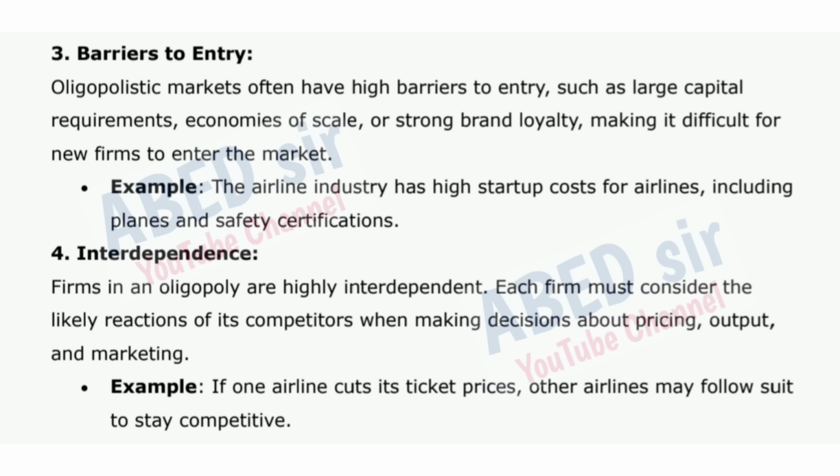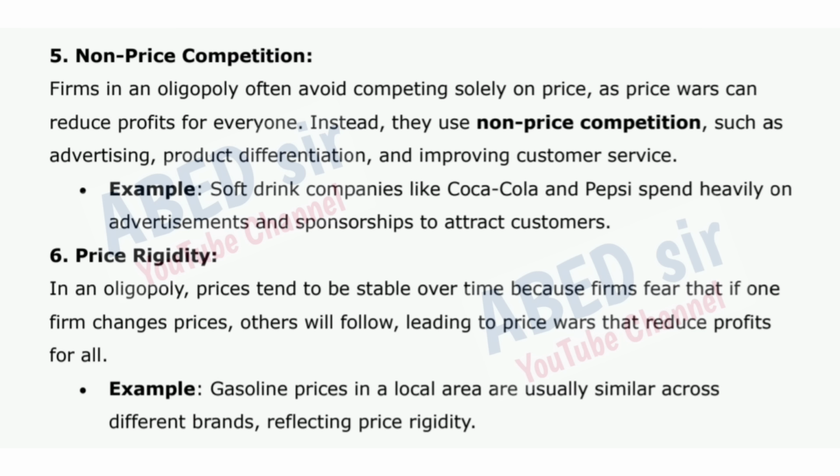5. Non-price competition. Firms in an oligopoly often avoid competing solely on price, as price wars can reduce profits for everyone. Instead, they use non-price competition, such as advertising, product differentiation, and improving customer service. Example, soft drink companies like Coca-Cola and Pepsi spend heavily on advertisements and sponsorships to attract customers.